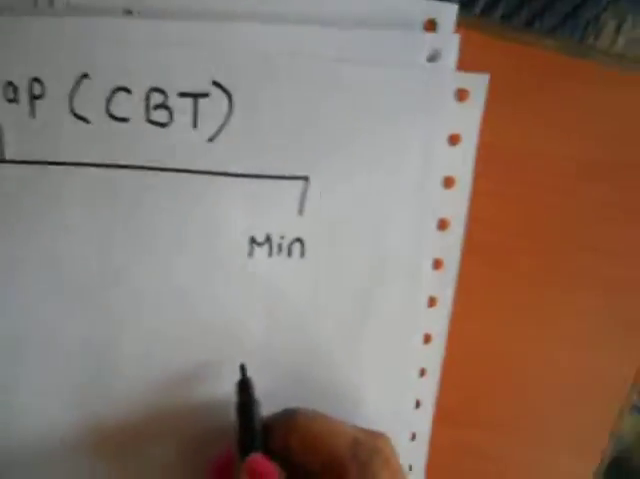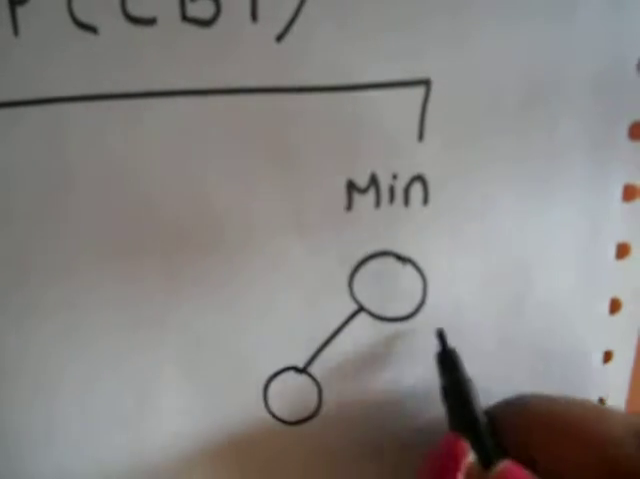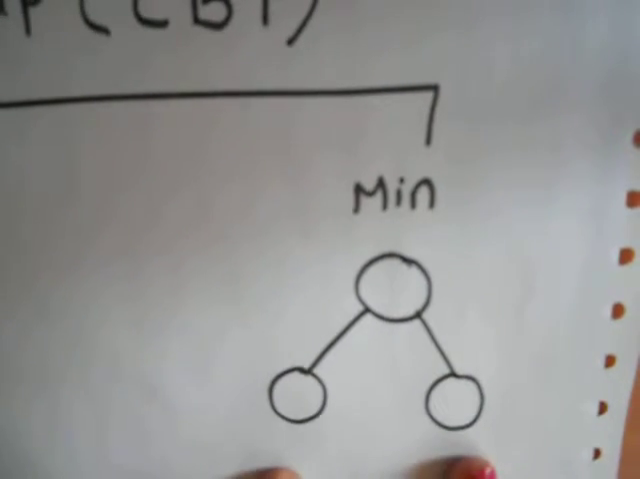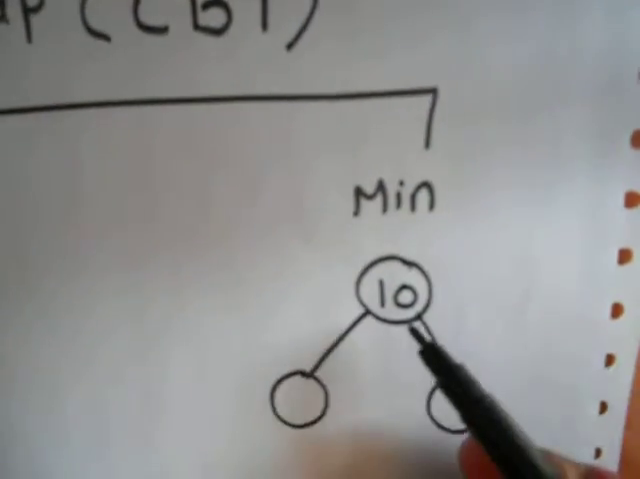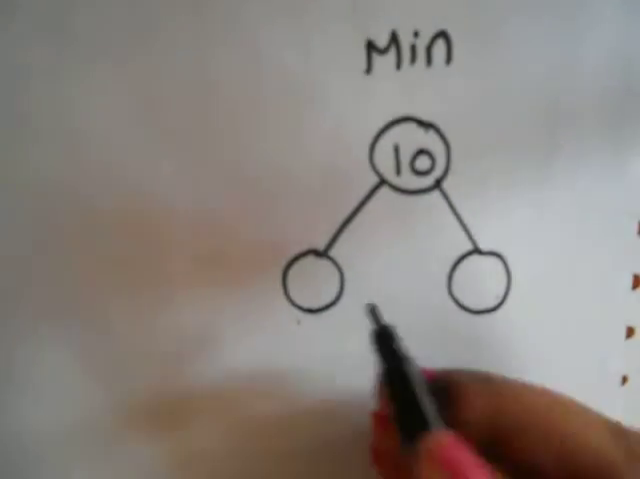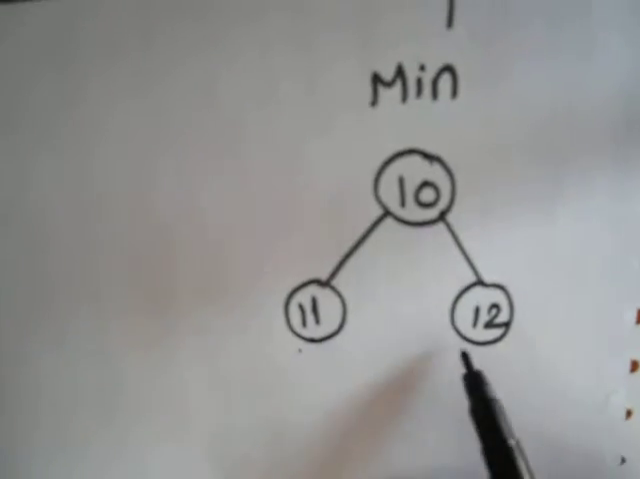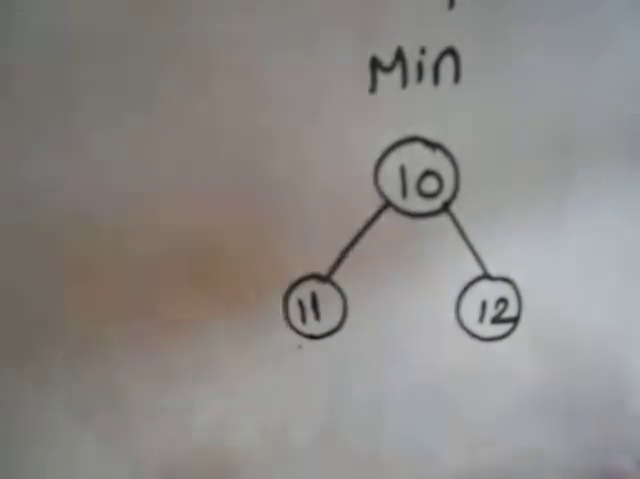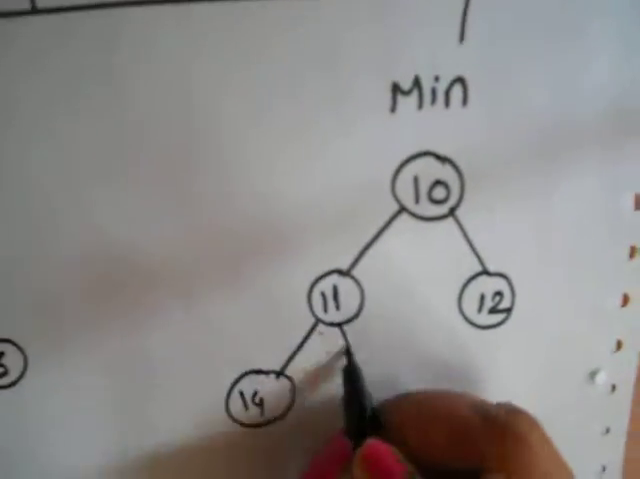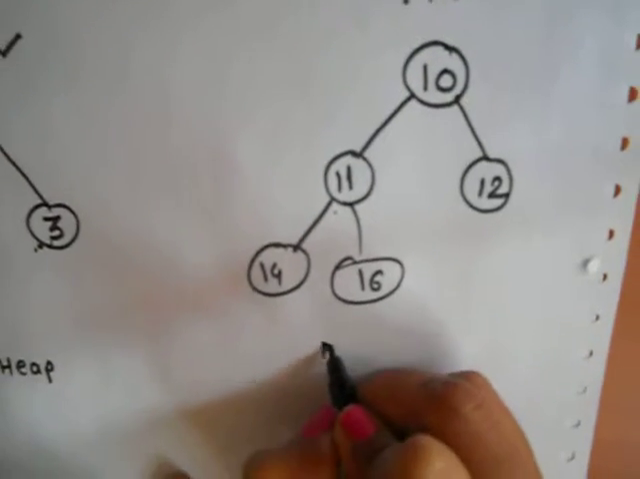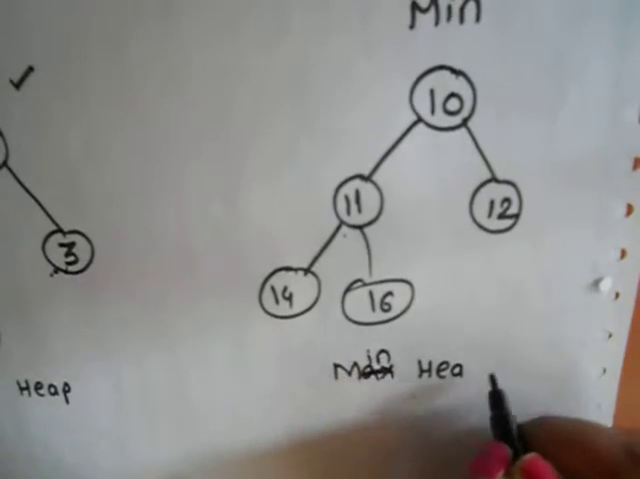Now what is min heap? The value of a node should be less than its children. Meaning if I consider 10 here, 10 should be less than its children. So here I can consider, suppose, 11 and 12. 11 and 12 both have larger values than 10. So for example, here we can consider 14 or 16. So this one is your min heap.